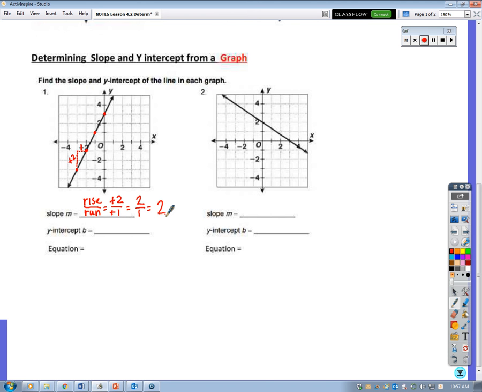And then I'm going to go ahead and try and find my y-intercept. So what I'm going to do for that is travel along this line and find where it crosses my y-axis. Looks like it crosses my y-axis here, and that value is x is 0, y is 3. So that means that when x is 0, y is 3. 3 is my y-intercept.